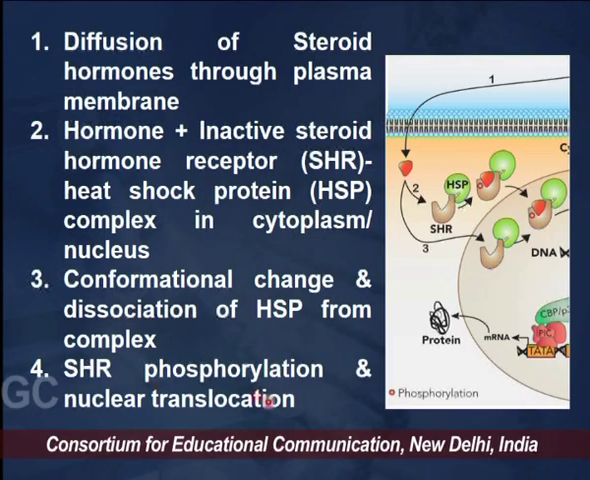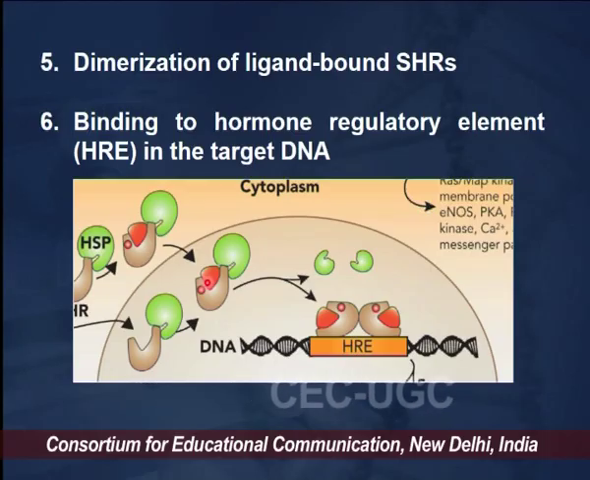This receptor will get phosphorylated and then it will move to the nucleus. So this small ball shown by the orange color is basically the phosphate group attached to the receptor. Now you can see the heat shock proteins are getting dissociated, and this steroid hormone receptor gets dimerized. It is bound to its ligand and you can see that it is phosphorylated. Now once it gets dimerized, it will then bind to the HRE.